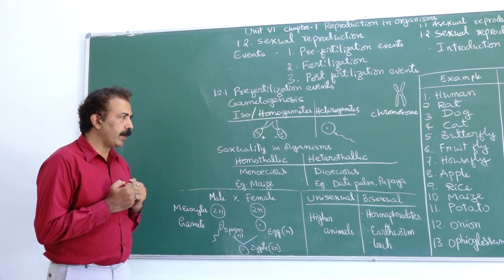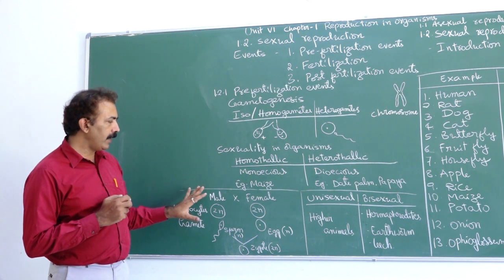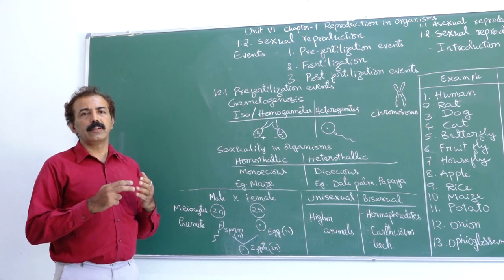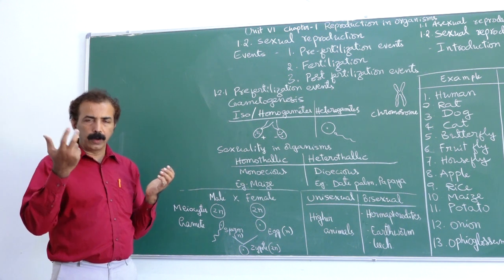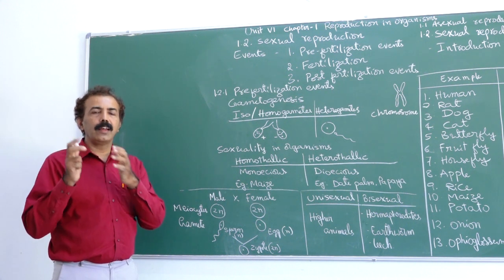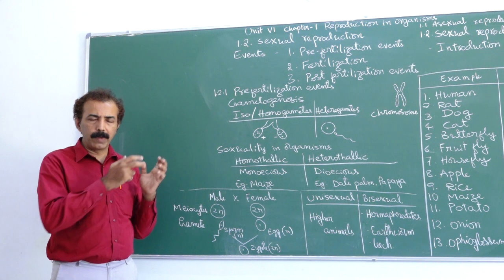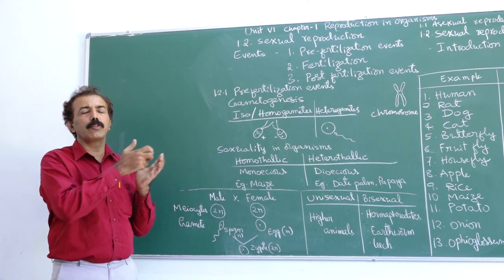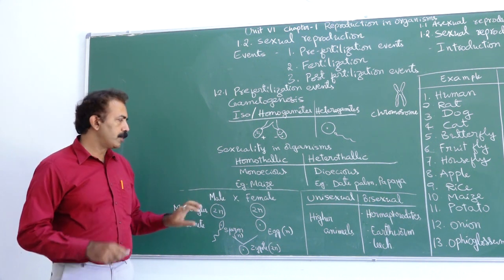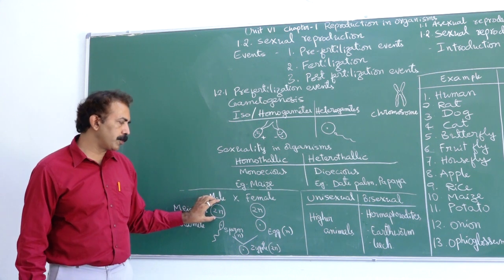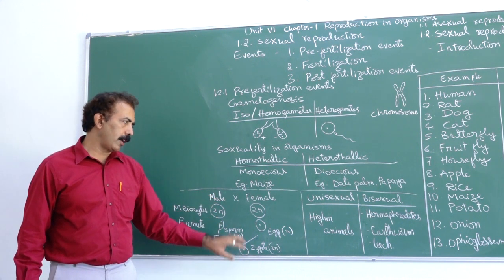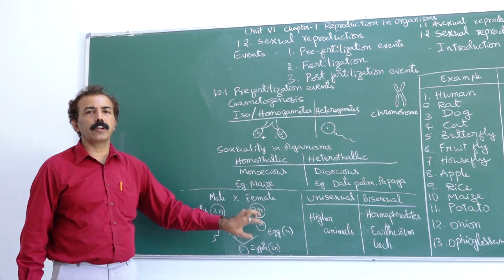Now considering our own example, we are a product of our parents. The father has contributed chromosomes to you. The mother has contributed her chromosomes to you. So how much of father's chromosomes have come to us? How much of mother's chromosomes have come to us?